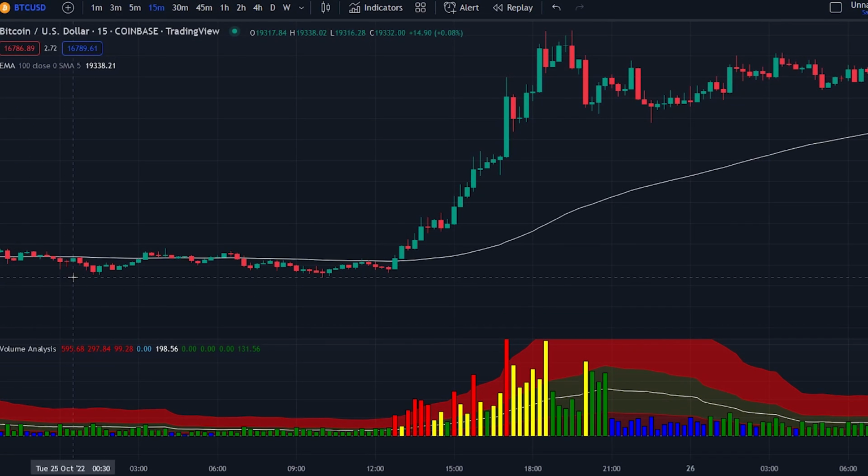As you can see, whenever we enter into a ranging market, the volume level decreases. However, whenever the market starts trending, the volume level increases. So let's now take a look at how we will enter into a position with the indicator.